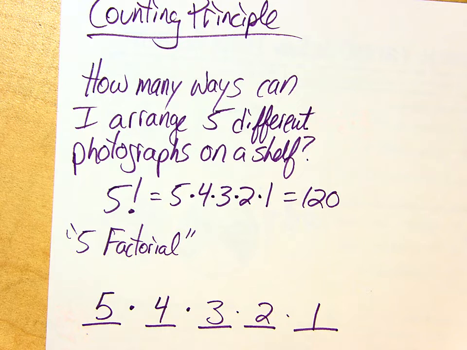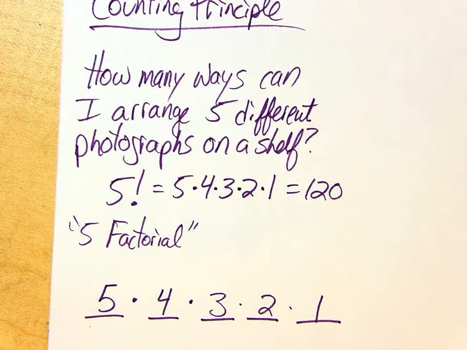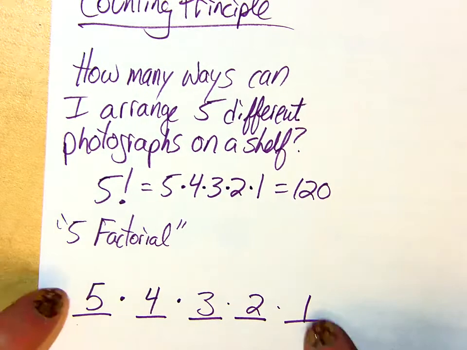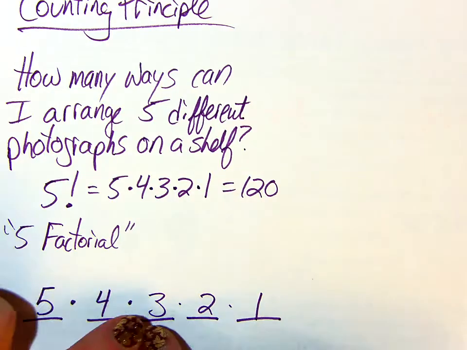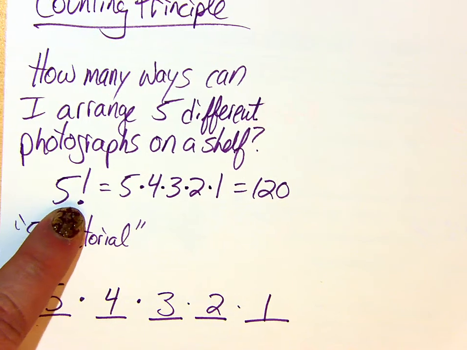Or you could figure out 2, and then 2 picture frames is equal to 2. Then multiply 2 with 3, and then 6 with 4, and then 24 with 5. You're right. So the factorial is just a nice way to sum up, hey, this is what I'm doing. And it's right there.